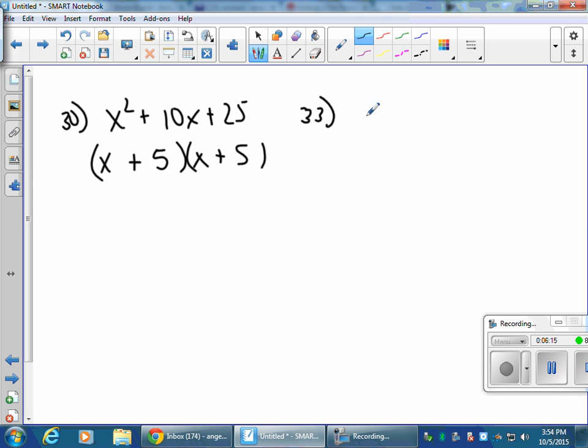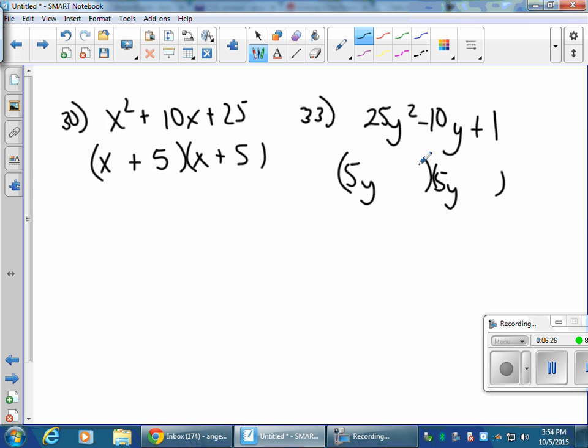33. 25y squared minus 10y plus 1 is going to be 5y and 5y. Then to get 1, it's going to be 1 and 1, but I need the middle to add up to a negative 10. So I need my outers and my inners to be a negative 10y. So I get 5y and 5y, so both of these are going to have to be minus.